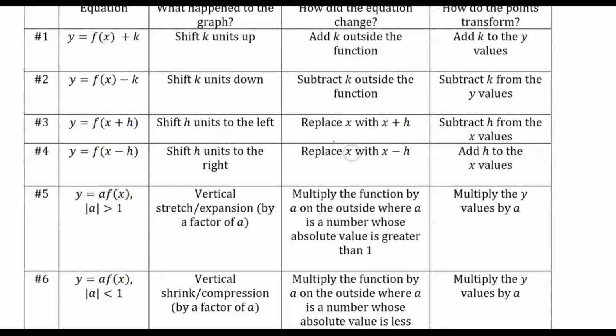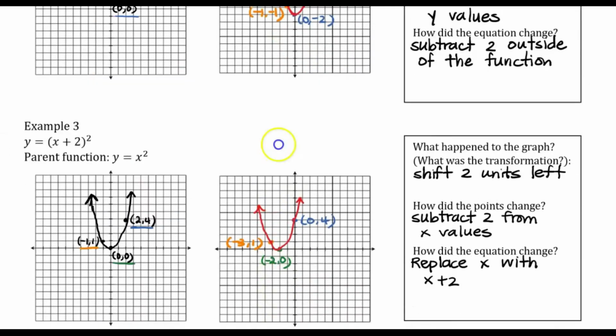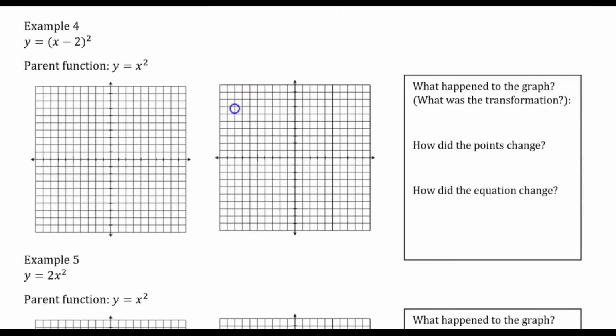Now we're going to look at what happens when the graph goes to the right in example 4. In example 4 here, we have the same parent function. I'll pause the video real quick and go ahead and sketch in that parent function. And if I were now to graph the new equation of (x minus 2) squared, I would see that that transformation took the graph 2 units to the right. So now the graph would look like this. So I'll go ahead and fill in what happened to the graph. What was the transformation? This was a shift right 2.